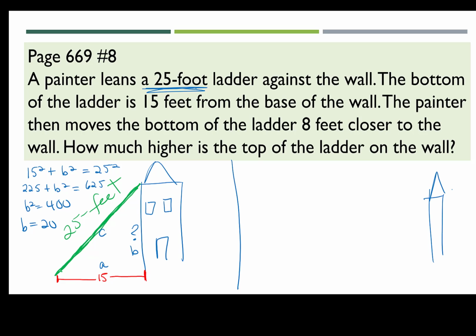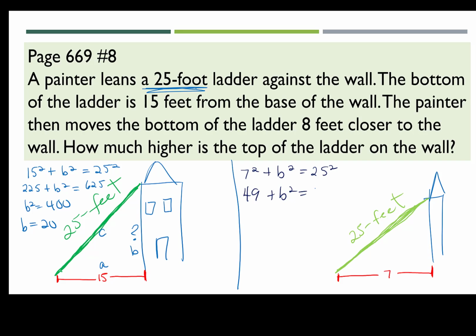So scenario 2, here's our house again. The ladder is still 25 feet, except this time it says the painter moves the bottom of the ladder 8 feet closer. It was 15 feet, and so 8 feet closer means that it's a total of 7 feet from the house because 15 minus 8 is 7. All right, so now we're going to do the Pythagorean theorem again, and we have 7 squared plus B squared equals 25 squared. This is 49 plus b squared equals 625. Subtract 49 from both sides, and b squared equals 576. Take the square root of both sides, and b equals 24.